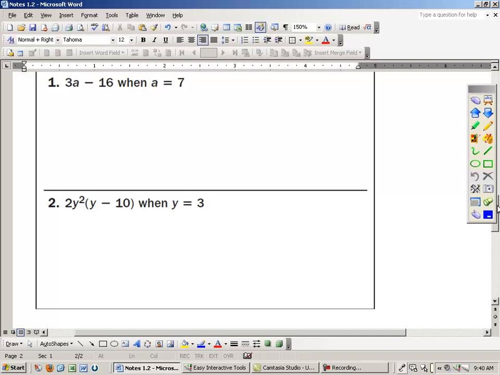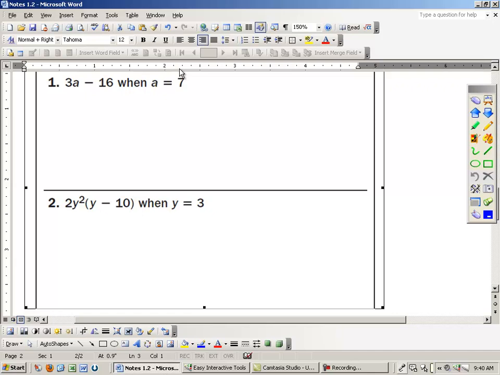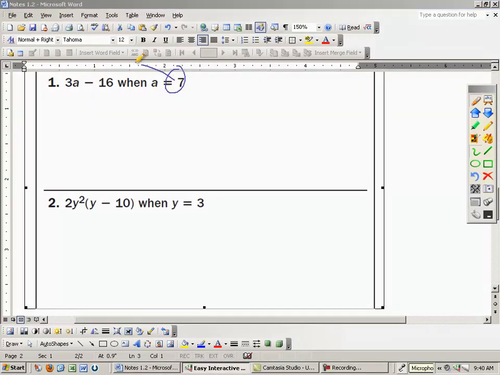Okay, so number one, you're asked to substitute a is equal to 7. So we're going to replace this a with a 7, and this becomes 3 times 7 minus 16. Now that we've done our substitution, we're evaluating when a is equal to 7. We're going to do our parentheses, of which there's nothing to do. There are no exponents, so we go to multiplications. 3 times 7 is 21. 21 minus 16 is 5.